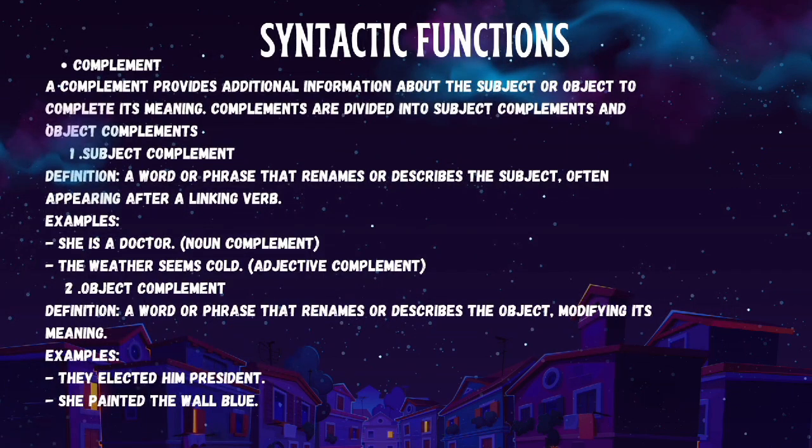2. Object complement. Definition: a word or phrase that renames or describes the object, modifying its meaning. Examples: They elected him president. She painted the wall blue.